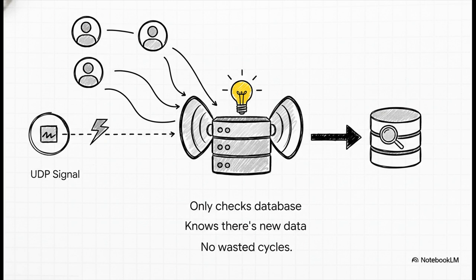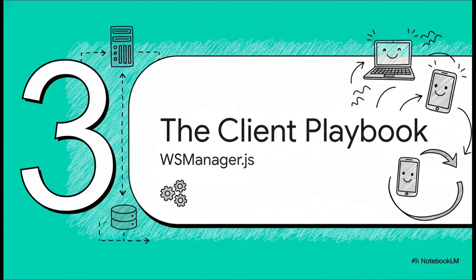And what's the result? You get instant message delivery when things are busy, and a server that's practically asleep, using almost zero resources when things are quiet. It's just a brilliant piece of optimization. So that's the back-end engine. But what about the user's experience? What's happening on the front lines?